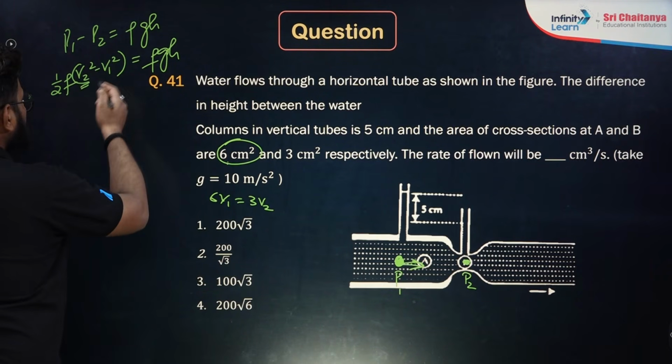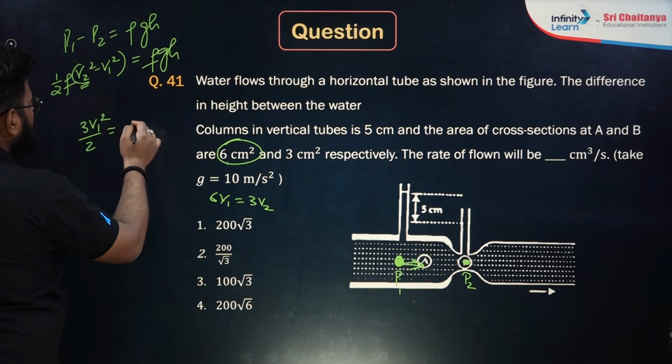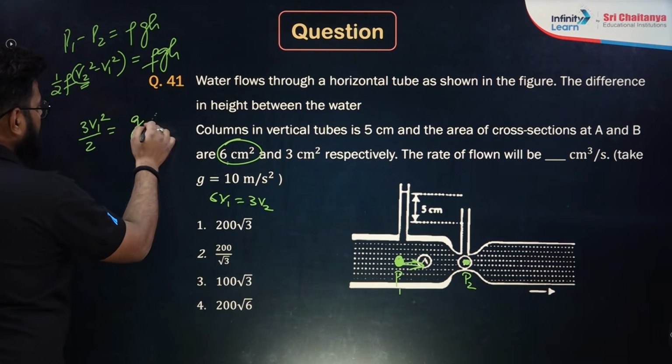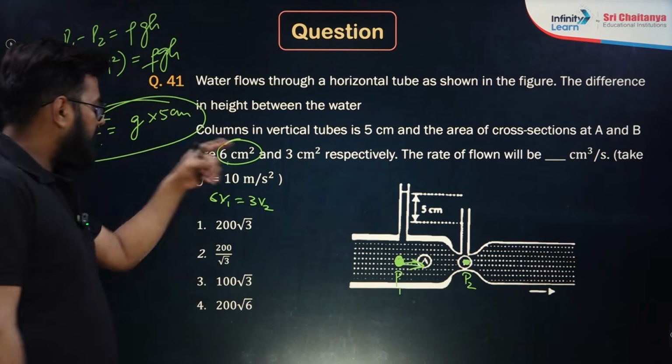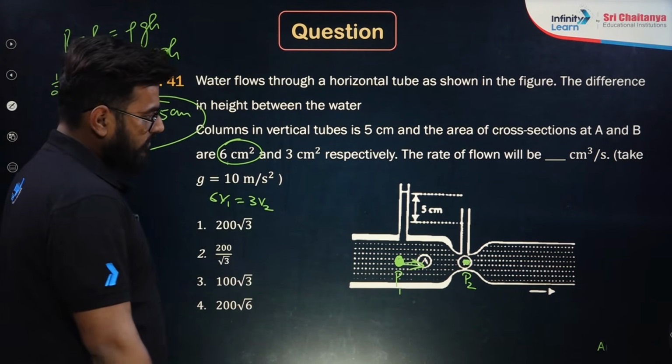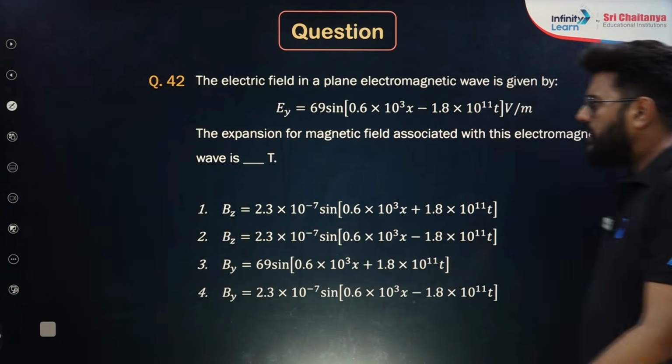So V2 equals 2 V1, you place it over here. 4 V1, that means 3 V1 square by 2 will be equal to g into height, which is given as 5 centimeter. I think you will be able to find out the value of V1 and then multiply with area. You will get the volumetric flow rate, which will give you the answer as 200 root 3. Simple problem, nothing much in it.